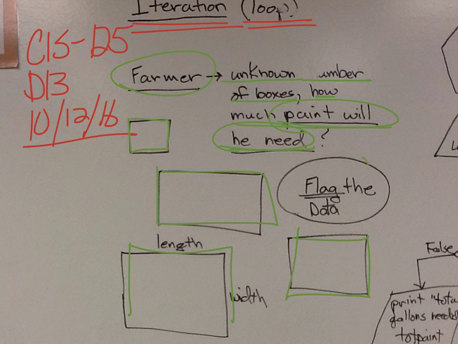So somewhere at the end we'll have what we call a flag in the data. We mark the data in order to stop our loop, because what we're going to do is do the first one, then loop and do the second, and then the third, and keep repeating the process until we finally reach the end, and then we can indicate how much paint we need.